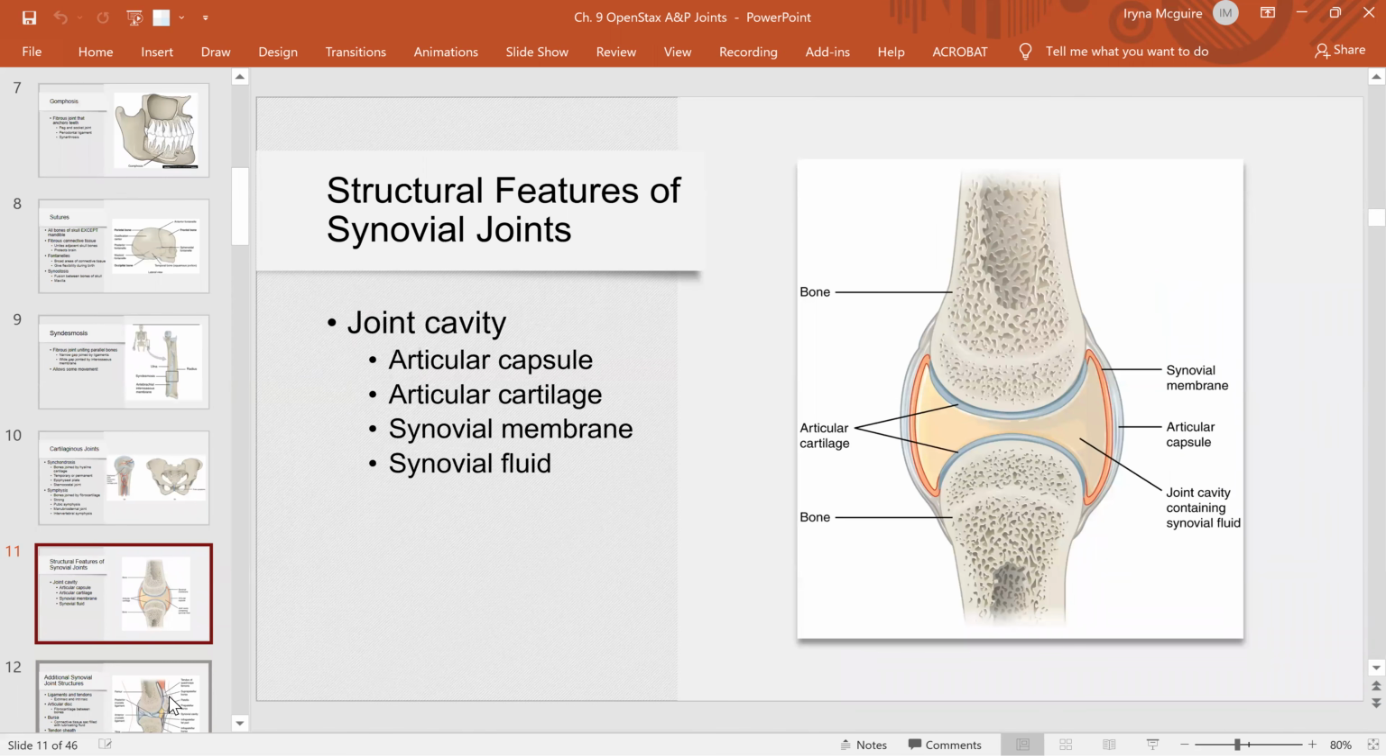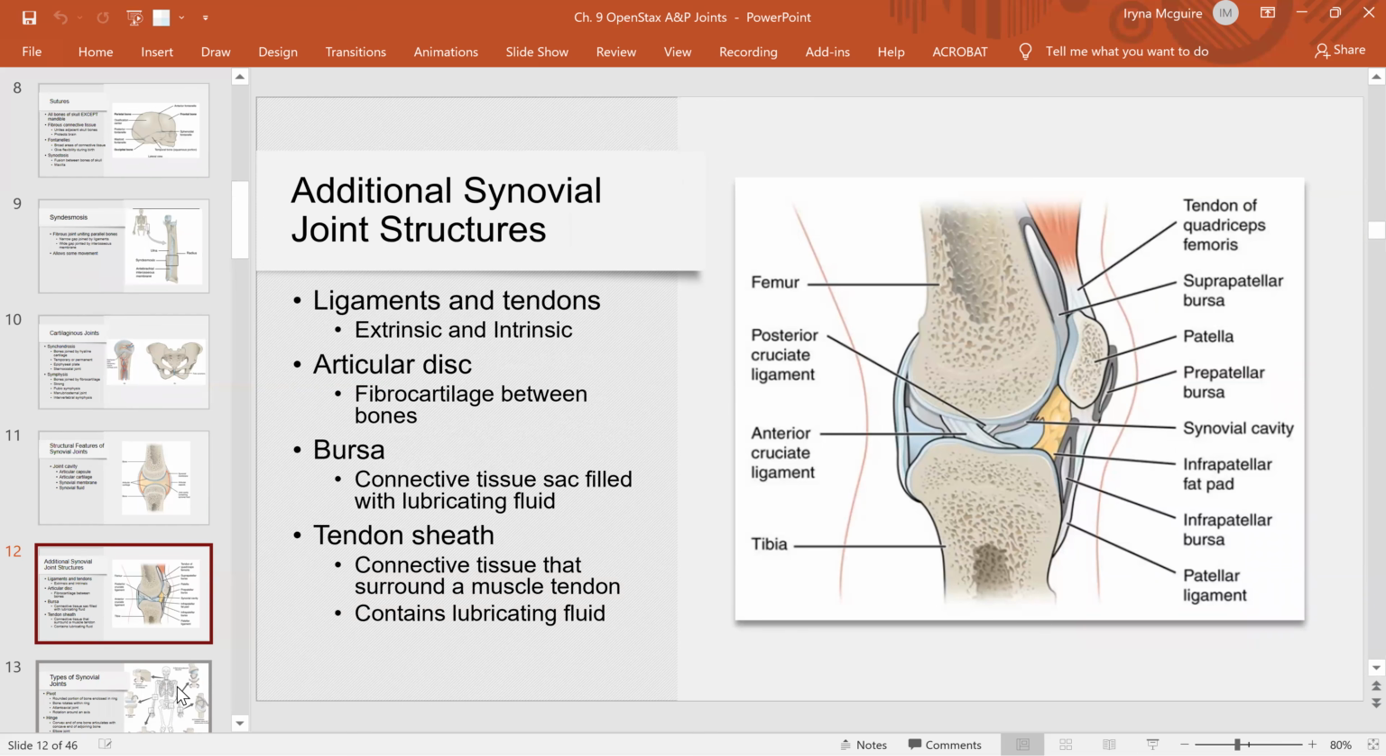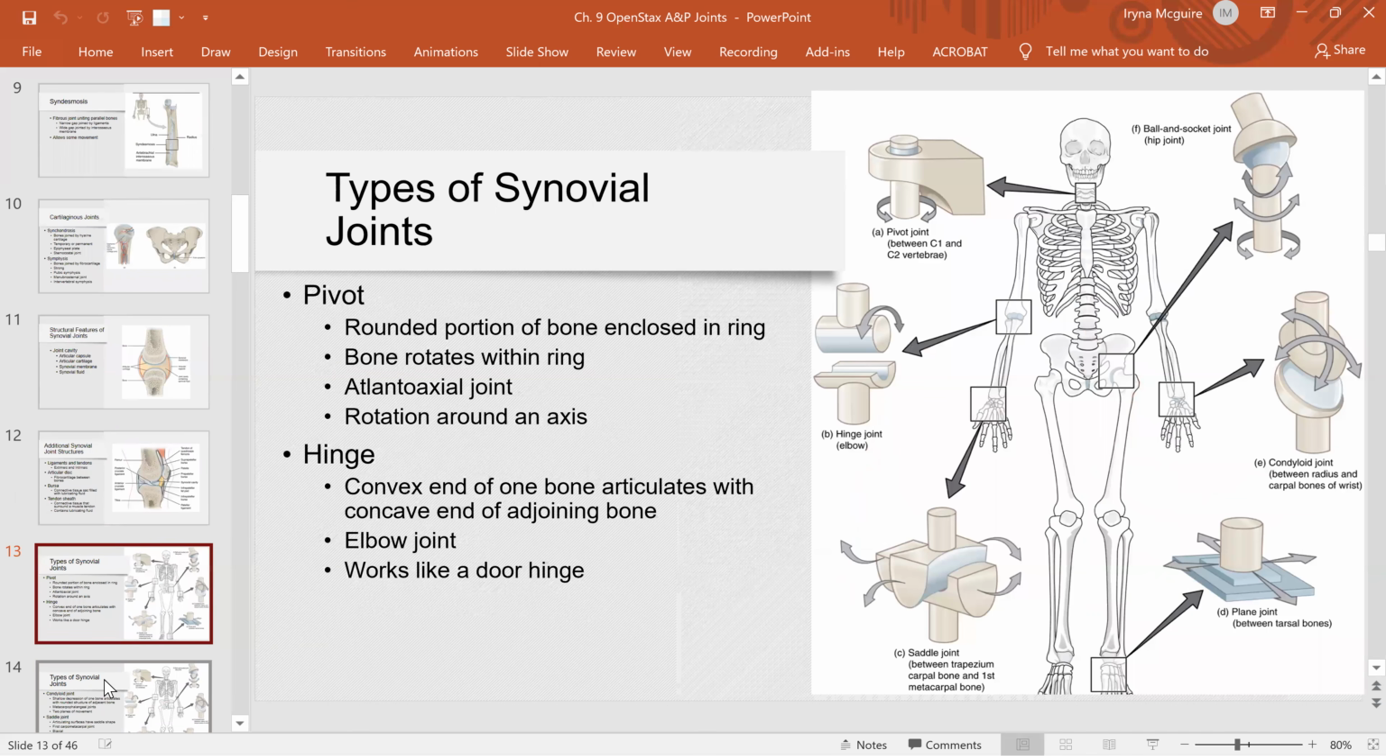And now we're discussing in more detail synovial joints, that is diarthrosis, movable joints that have a pretty complex structure. They have a capsule, a synovial membrane, synovial fluid, articular cartilage covering bones, and additional structures, ligaments, tendons, articular disc, bursa, tendon sheaths, that give this joint stability and allow for a range of movements. And now we're going to look at different types of synovial joints.